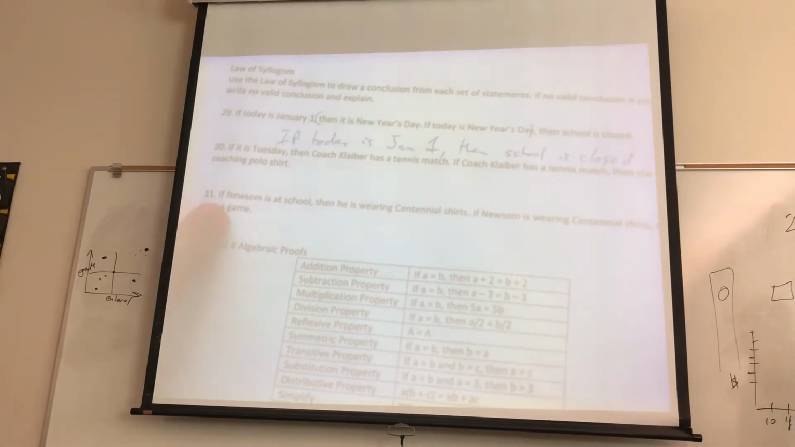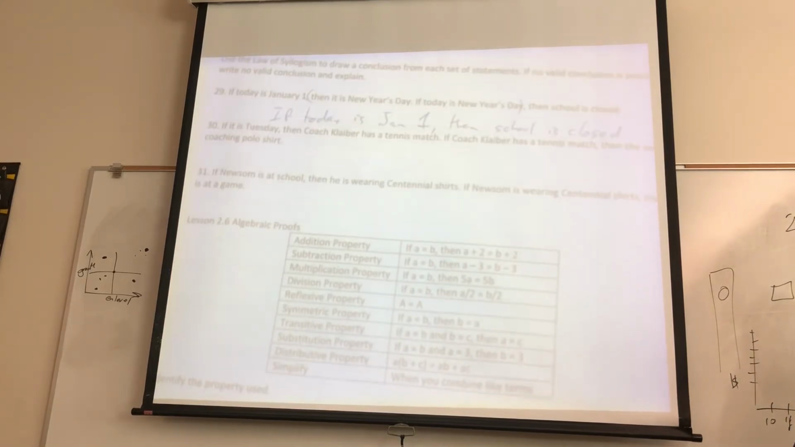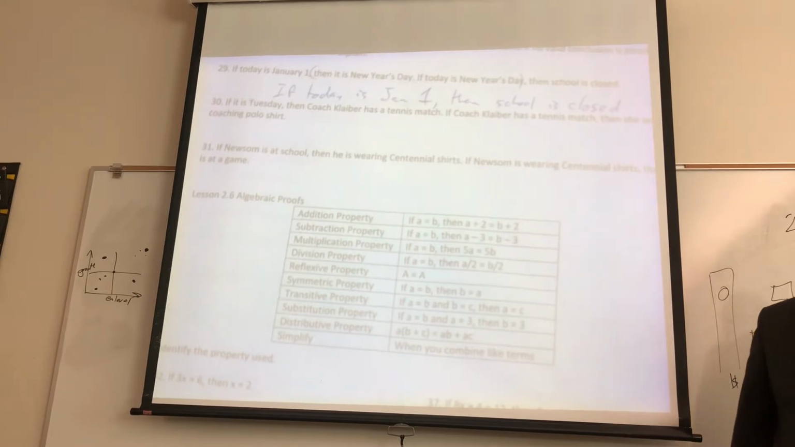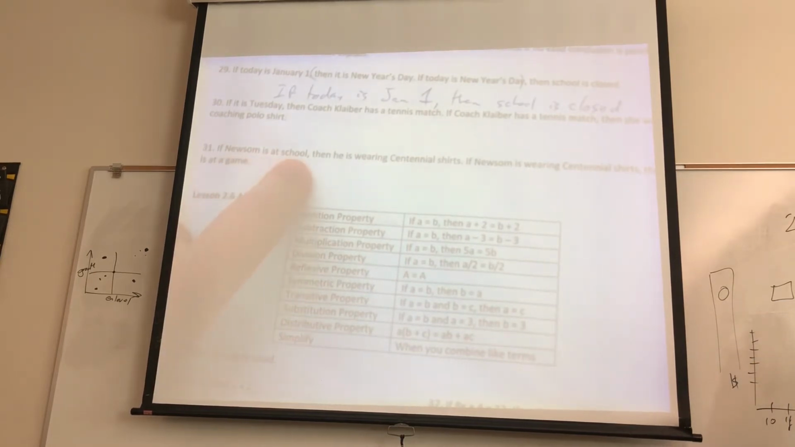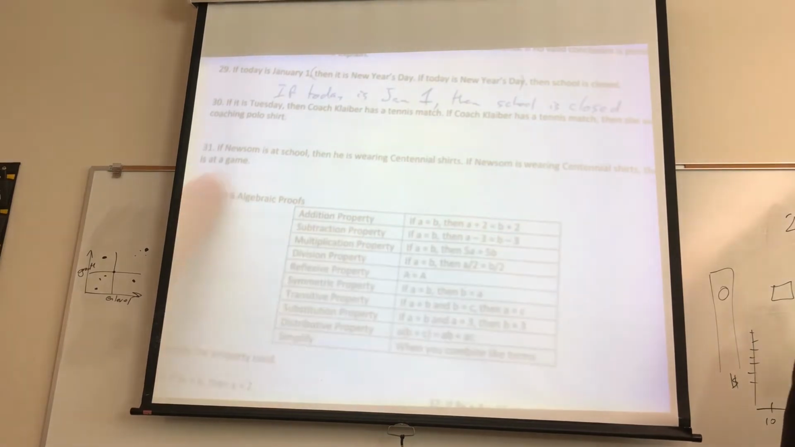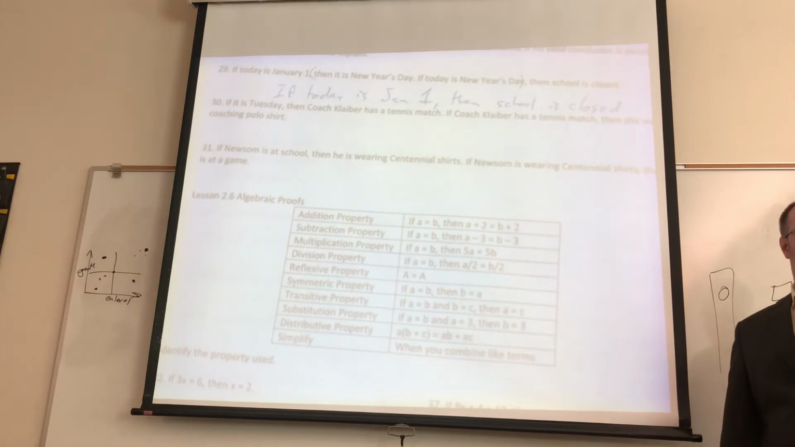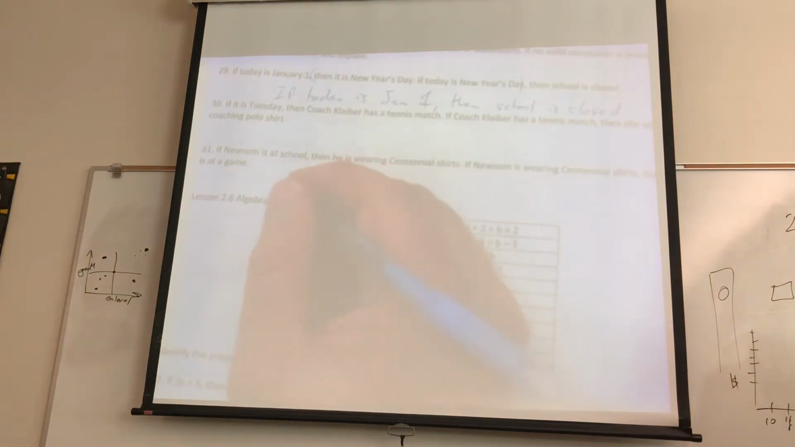But if you look at number 31, we do have overlap, but it's not overlap that makes sense. It says if Newsom is at school, he's wearing Centennial shirts. If Newsom is wearing Centennial shirts, then he's at a game. So that would say if he's at school, then he's at a game. It doesn't make sense for us to put that together. It's not going to be valid.